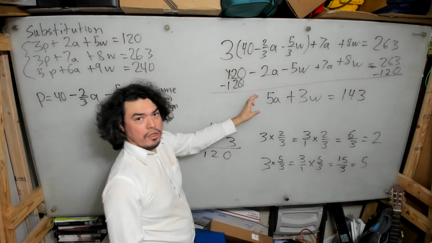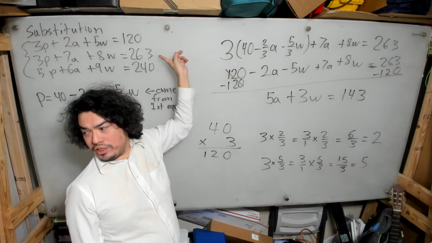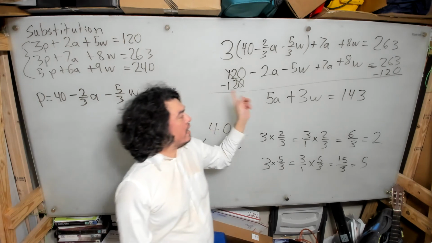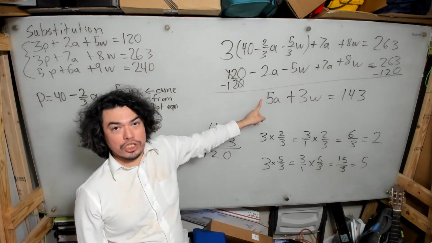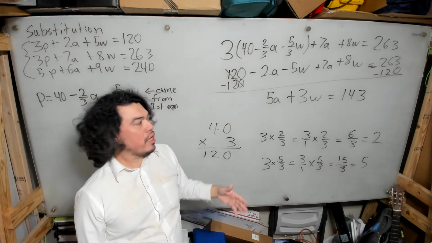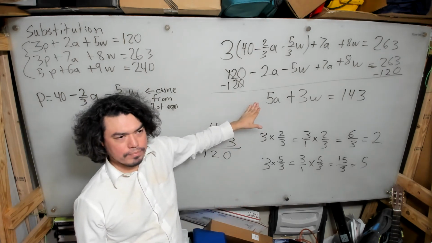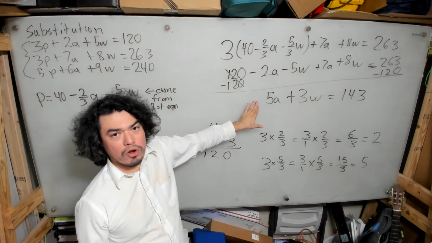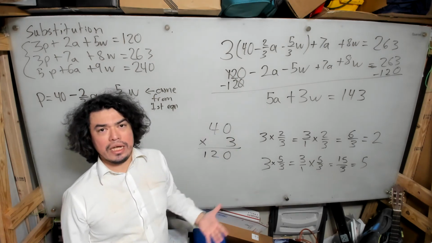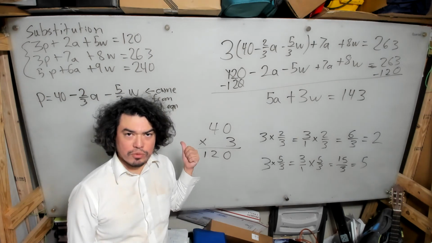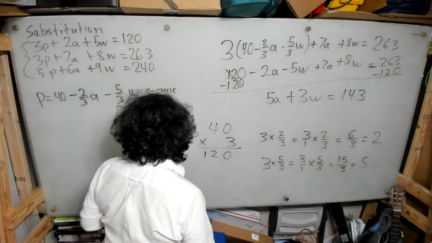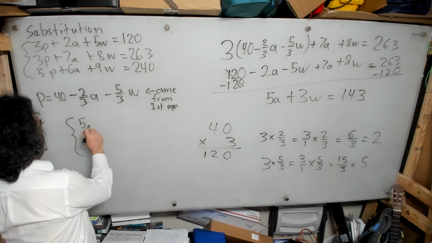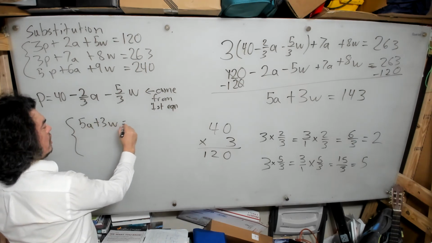So now look what has happened. My second equation from my original system, by substituting the expression for p that we got from the first equation, has now been transformed into the first equation of our new, let's say, subsystem. It's not really a subsystem, but I'll get to that in a moment. But this is going to be the first equation that is part of the system we get when we substitute for p using our expression from the first equation. Okay, so let me save that here. 5a plus 3w equals 143.